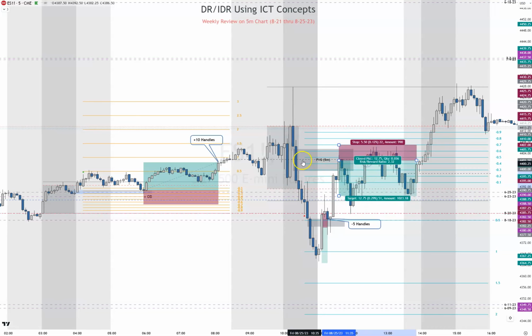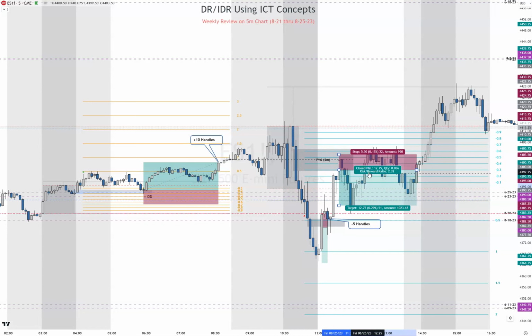Usually on bigger fair value gaps, try to go in the middle, but either way, I wouldn't have taken this trade anyway. It would have worked. It looks like it would have worked if you would have taken the trade in the middle. You would have got a winner, but I didn't take it. So, but on bigger fair value gaps, you definitely want to take consequent encroachment, or at least in more than just the very bottom, because it just makes your stop that much bigger.